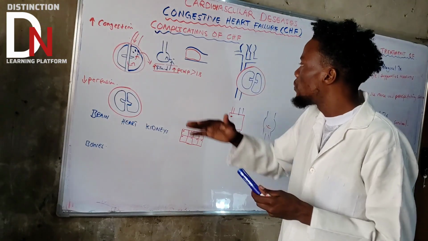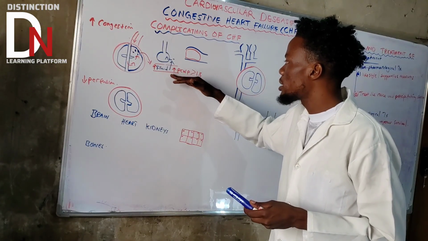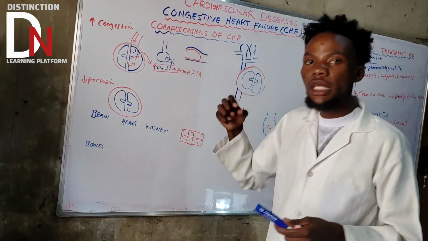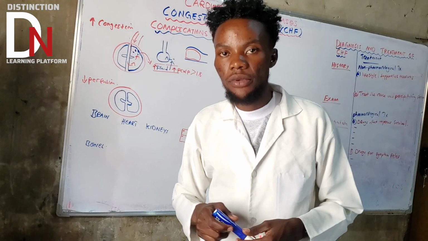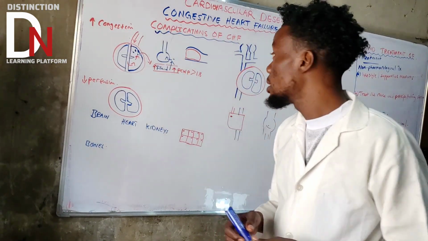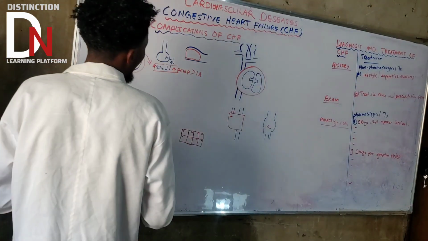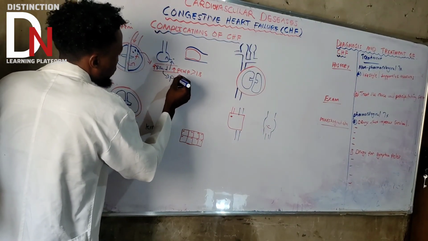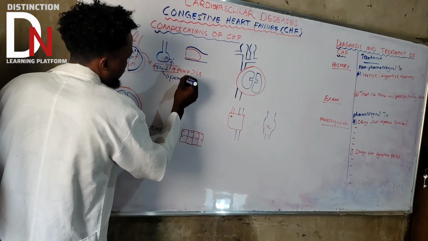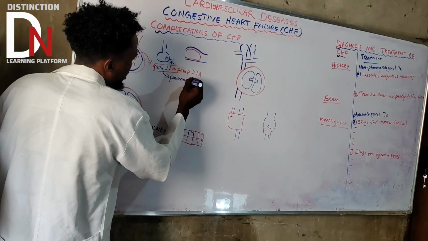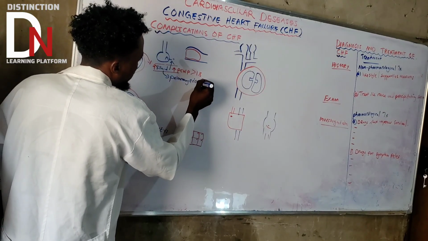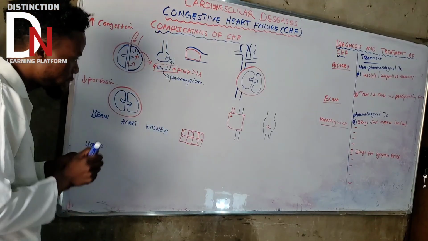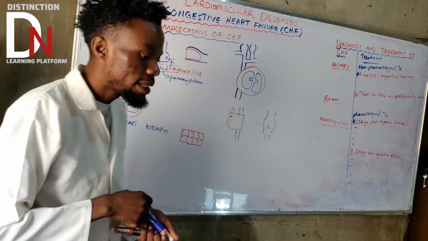Then what do we call it if the fluid now starts moving from the pulmonary circulation into the interstitial space, sometimes maybe entering the alveoli? We call it pulmonary edema. So what's the result of all these which we're talking about? The result is pulmonary edema. So this is the result of this congestion. It is pulmonary edema.